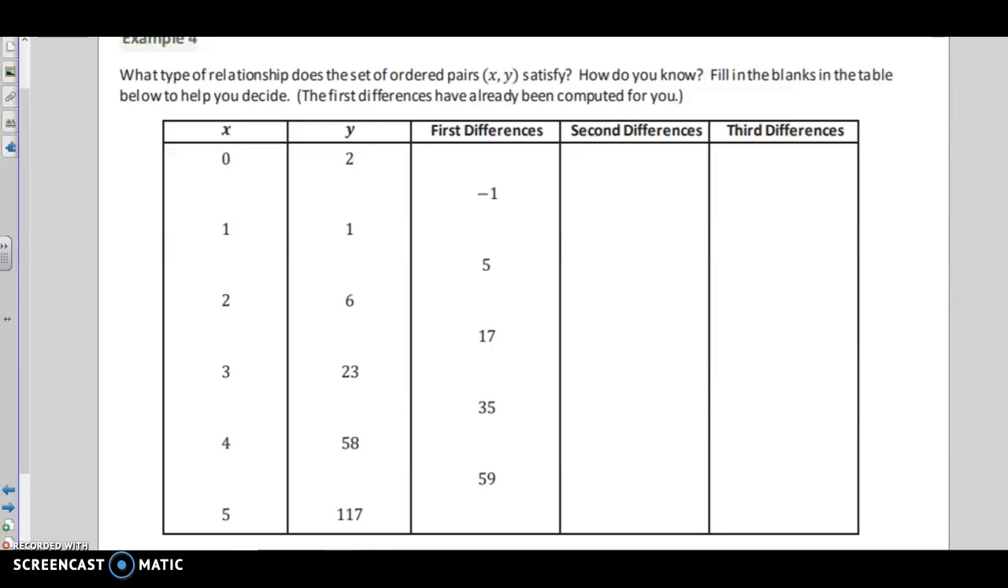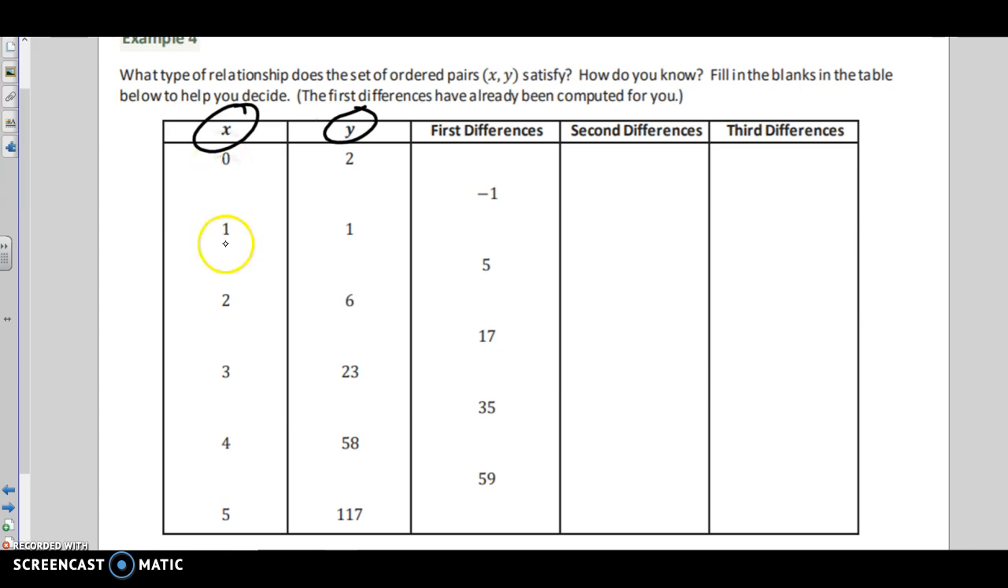Our first numerical example, example 4. We have a set of ordered pairs indicated by x and y in the table, and we want to take the differences to determine whether this is a linear, quadratic, or cubic relationship. Remember, if the first differences are constant, it's linear. Second differences constant, quadratic. Third differences constant, it is cubic.